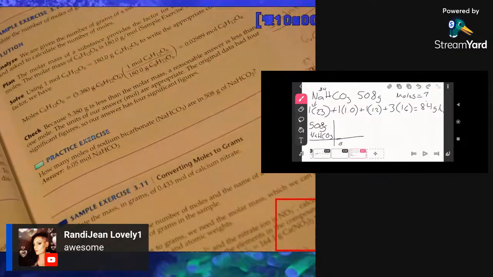So 84 grams, and then the grams cancel out right there. So 84 grams of sodium bicarbonate.